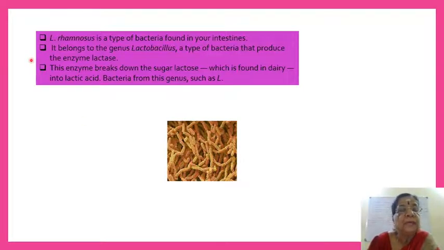Okay, so lactobacillus rhamnosus is a type of bacteria found in our intestine, and it belongs to the genus Lactobacillus, which is a type of bacteria that produce the enzyme lactase, and it breaks down the sugar lactose, which is found in the dairy, the milk product, into lactic acid. அவ்வளவுதான் இந்த sentence விட்டுரும் சரியா. So the figure represents the Lactobacillus rhamnosus. I hope you understand.